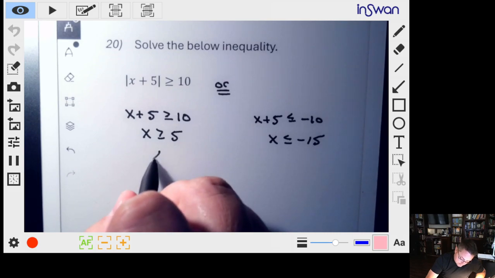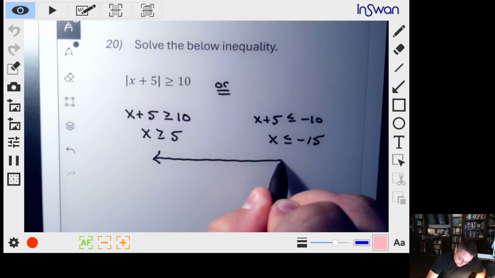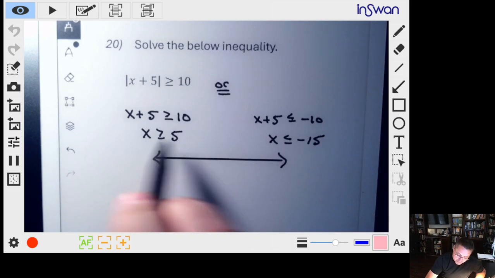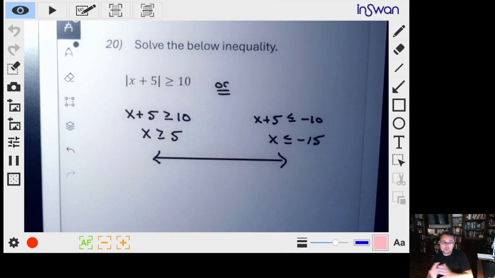So what that means for an OR statement is I'm going to shade each of these, and then wherever there's any shading, that's going to be included in my solution set. In an AND statement, we're going to shade both of them, but we're only going to include where they overlap. So with OR, you include everything, and with AND, you only include the overlap.